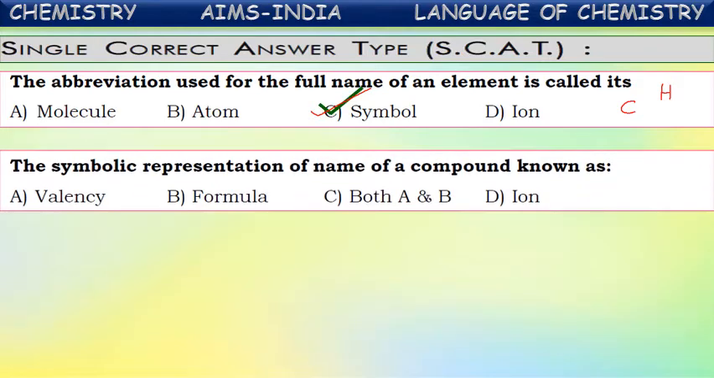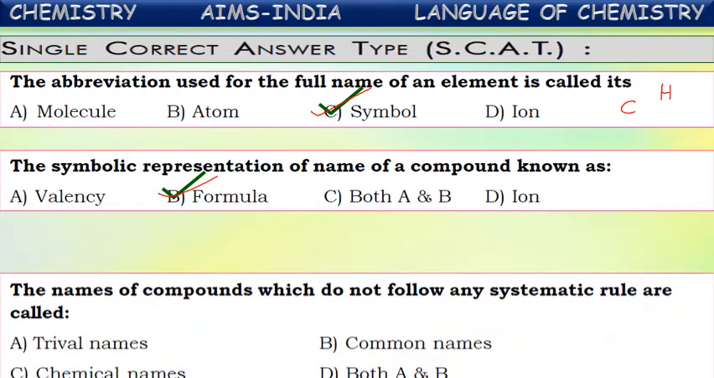Next, see the next question. The symbolic representation of the name of a compound is, see, by using these symbols we are writing the name of the compound, is called its formula. Understand, it is called its formula. Valency means charge, and ion is again different. So the symbolic representation is called its formula.